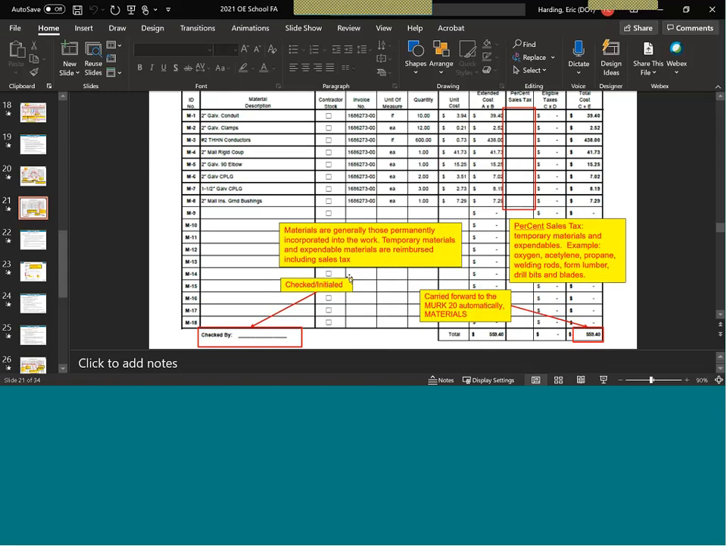All right, carrying on. It should be checked and initialed. That's nice to see. Red check marks next to unit prices and invoice numbers are also really great for your change order guy. And the total down here at the bottom is carried forward to the Merc 20 in the material sections.